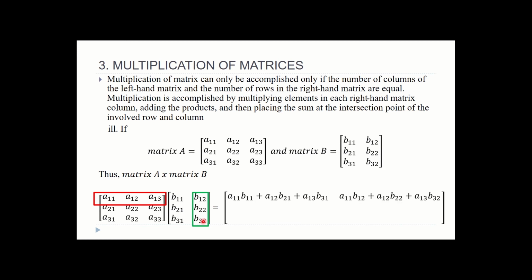For the first element of the second row, now we will need the second row of your matrix A and the first column of your matrix B. The first element of your second row is equal to A21 times B11 plus A22 times B21 plus A23 times B31.